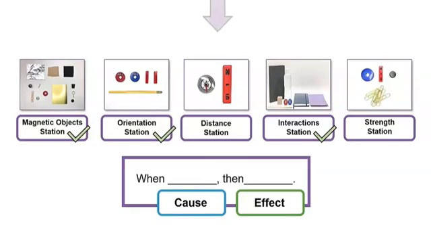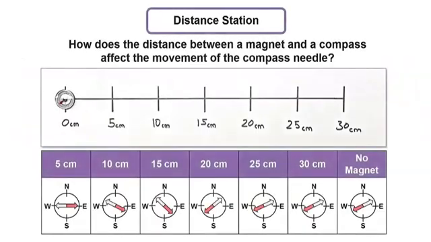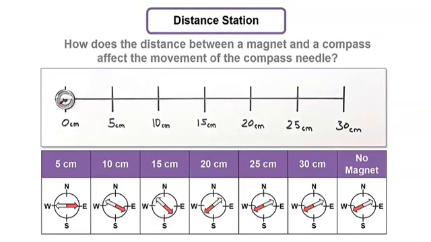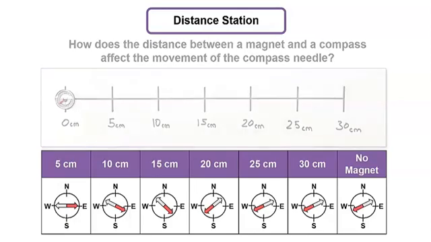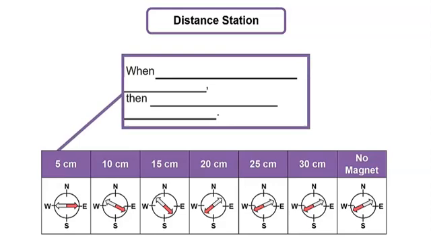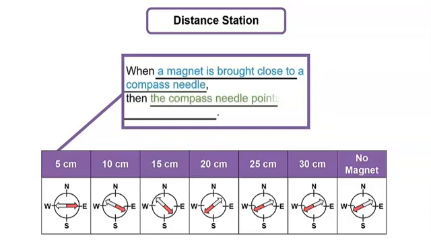Now let's move on to the distance station, where we investigated the question, how does the distance between a magnet and a compass affect the movement of the compass needle? We moved the magnet along the number line. The compass needle didn't move when the magnet was farther away, but the needle did move when we brought the magnet closer. So for the cause, I'll write when a magnet is brought close to a compass needle, then what happens? What is the effect? Let's write that the compass needle points toward the magnet. Great!